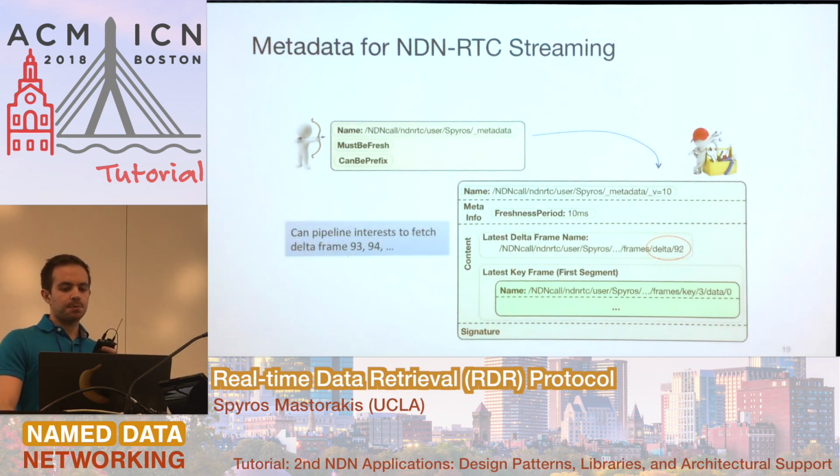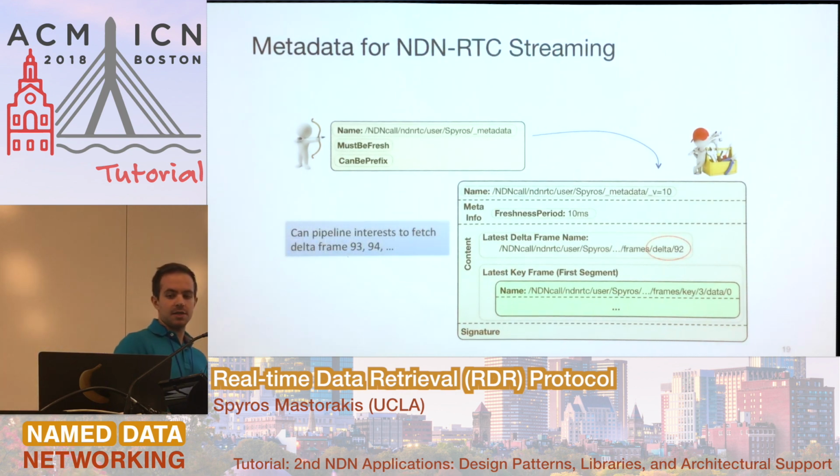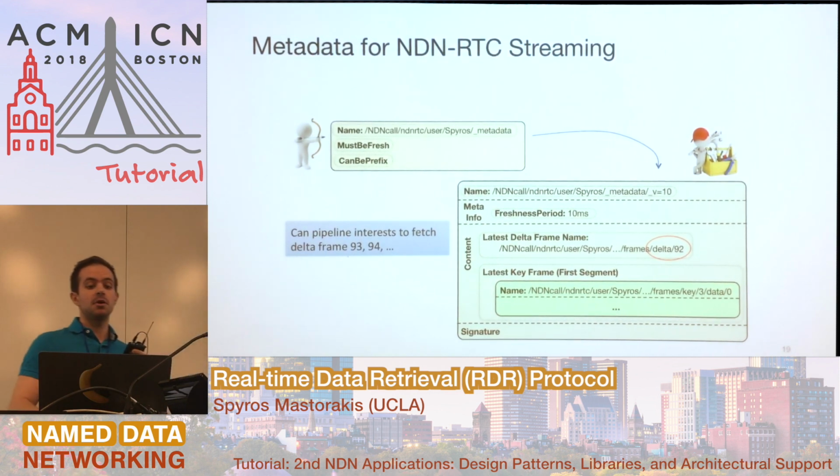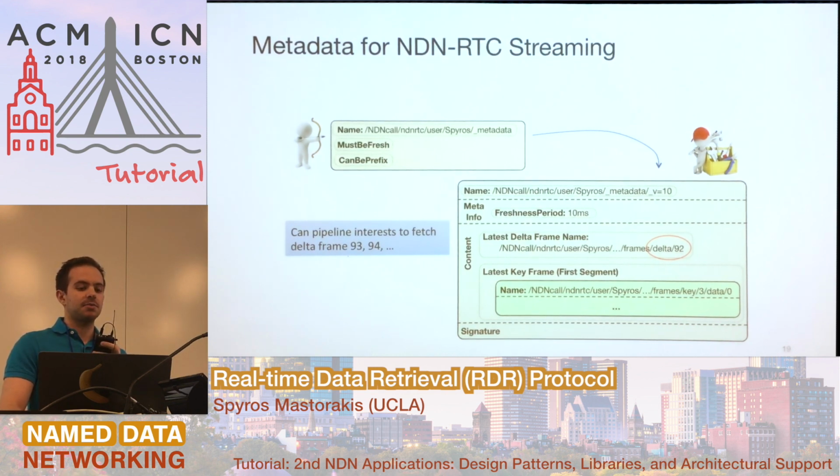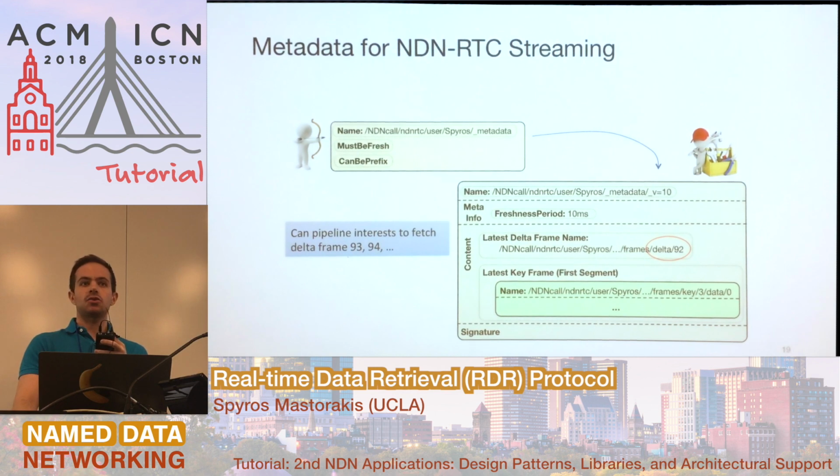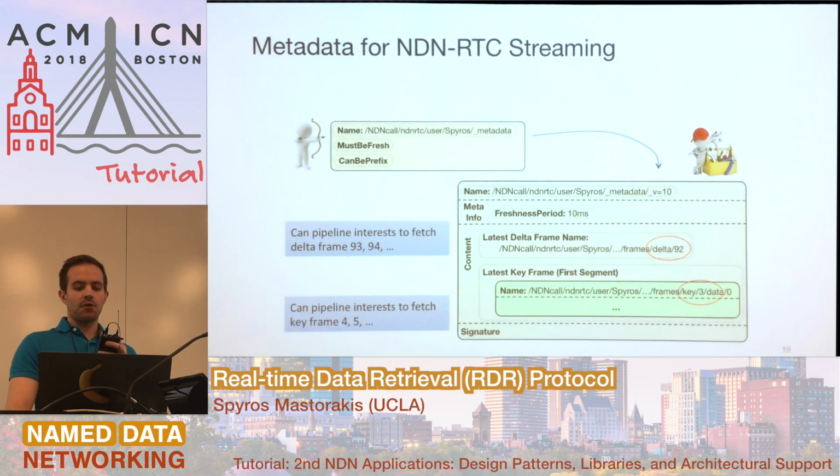In this way, the name of the latest delta frame says that the latest delta frame is number 92. So the consumer can pipeline interests to fetch delta frames 93, 94, and so forth. And for the keyframe, this is keyframe number 3, so the consumer can pipeline interests to fetch the next keyframes, 4, 5, etc.